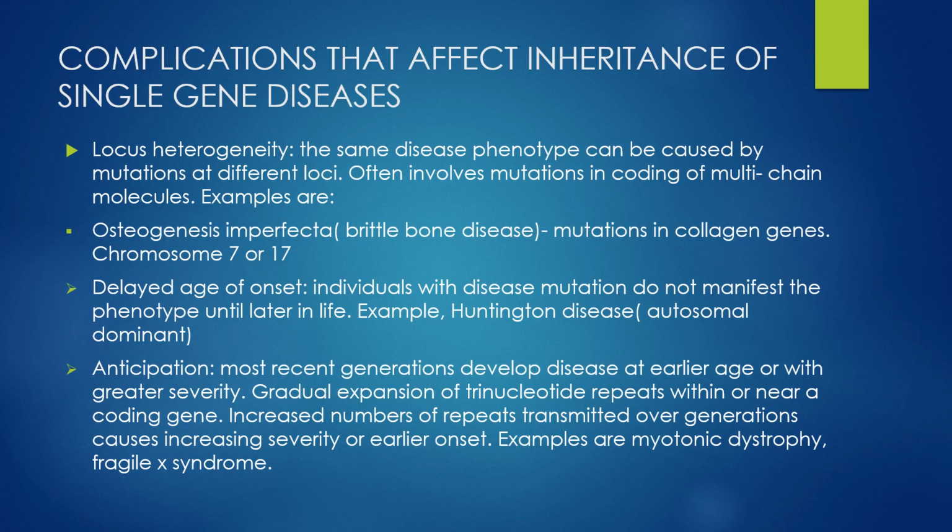Our next complication is delayed age of onset. What happens here is that individuals with the disease mutation do not manifest the symptoms or the phenotype until much later in life. An example is Huntington disease, and we did see earlier on that Huntington disease is an autosomal dominant disease. Our next complication is anticipation. What happens here is that the most recent generation developed the disease at a much earlier age or with greater severity. Examples are myotonic dystrophy and Fragile X syndrome.